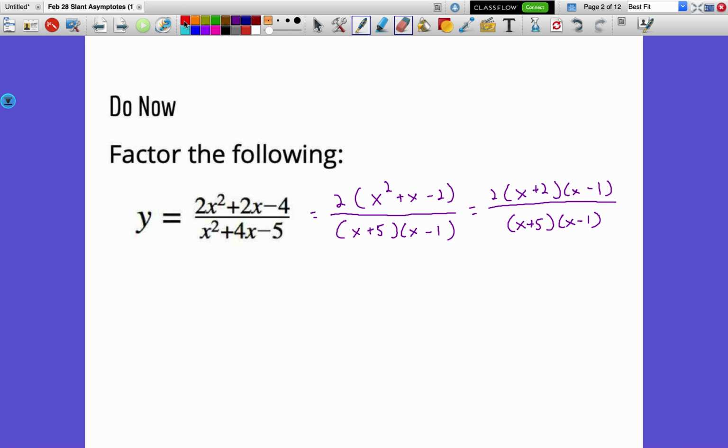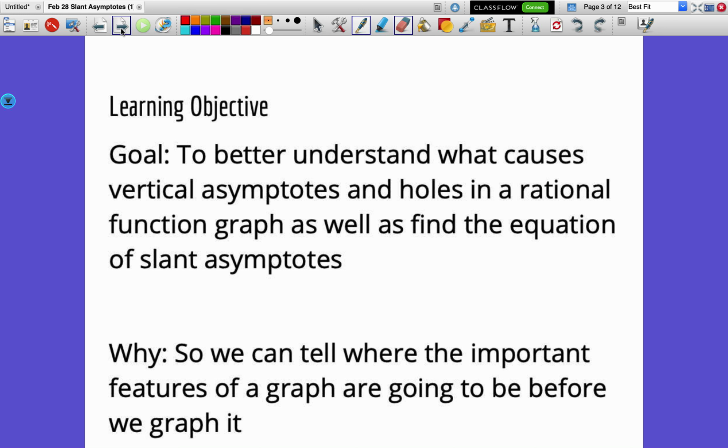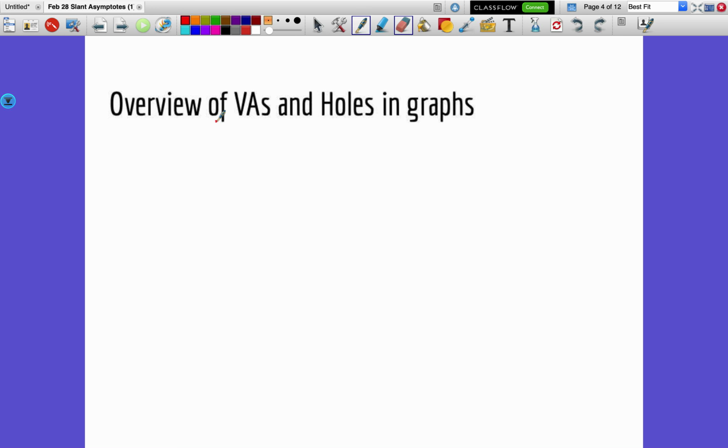Factoring is often the first step in graphing these rational functions or identifying important features of these rational functions. Our goal for today is to better understand what causes vertical asymptotes and holes in a rational function graph, as well as to find the equation of slant asymptotes. Why are we doing this? So we can tell where the important features of a graph are going to be before we graph it. Or you might not even need to graph it if you just need to know a specific spot like an x-intercept.